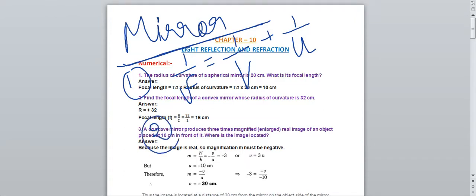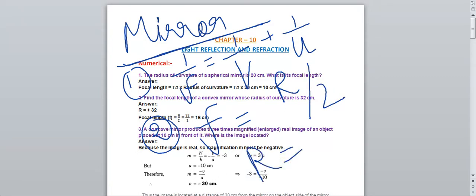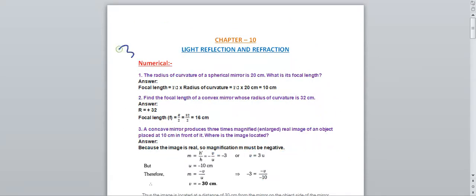Next formula which we will use for mirror is focal length f = R/2, radius of curvature divided by 2. From this you can get one more formula, radius of curvature R = 2f, two into the focal length. This formula also we have to use in many of the numericals. So these are the two formulas which you will use for mirror.